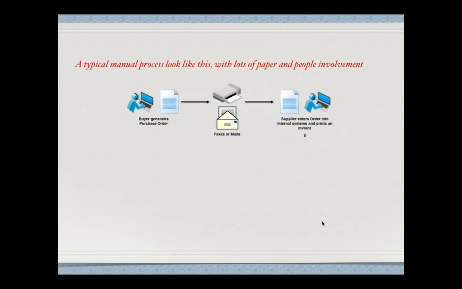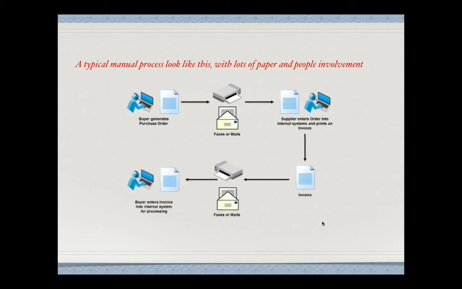A way back, the communication between buyer and supplier used to be done something like this. Buyer used to generate the purchase order. So the purchase order defines what the order requires and the quantity of it as well. So he sends that either via email or fax to the supplier. The supplier then enters that order into the internal system and prints an invoice. Right? This invoice consists of the amount for each order. And he sends this invoice back to the buyer again.